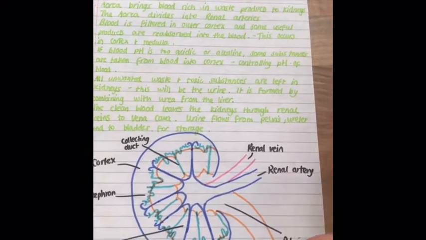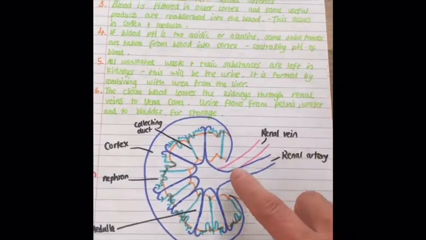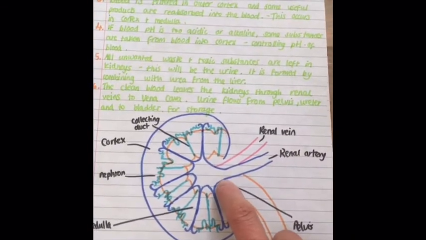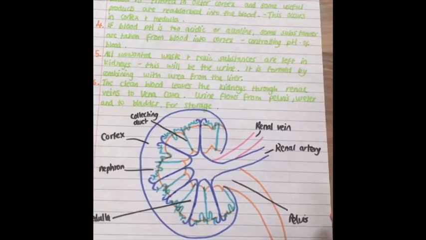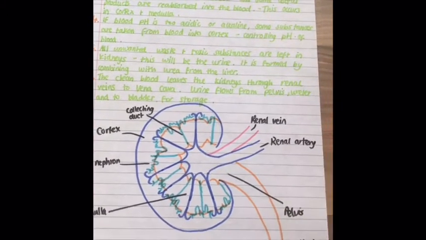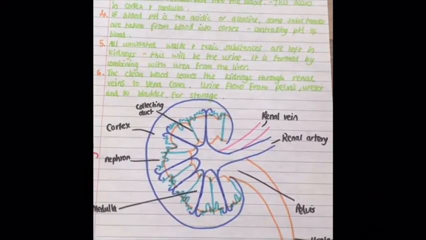Urine, however, that is formed inside the kidneys is going to flow from the pelvis up here all the way down into your ureter. That is the tube that brings the urine down to your bladder, where it will be stored until you need to go to the toilet.